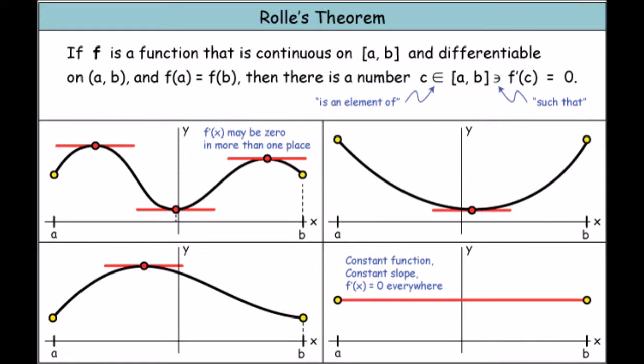What is Rolle's theorem? Let f be a function that satisfies the following three hypotheses. Function f is continuous on the closed interval from a to b. Function f is differentiable on the open interval from a to b. f of a is equal to f of b. Then there is a number c in the open interval from a to b such that the derivative of f at c is equal to 0.